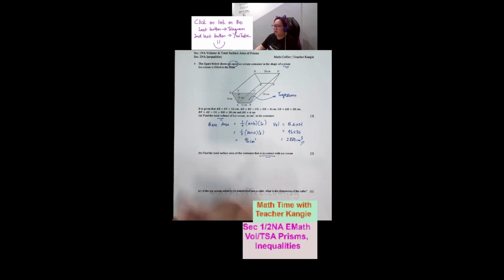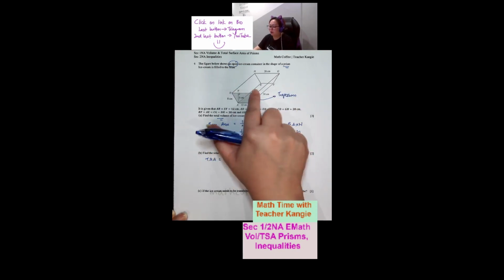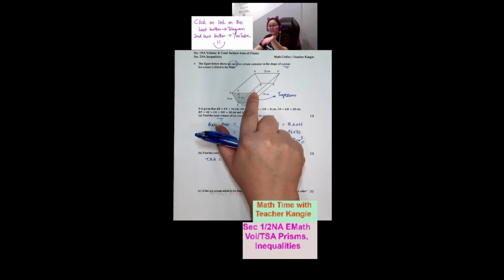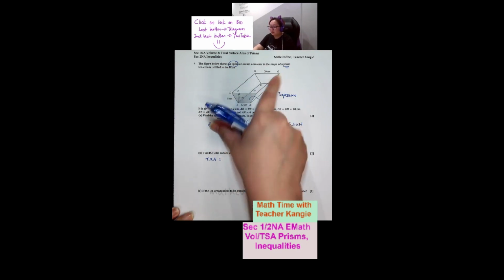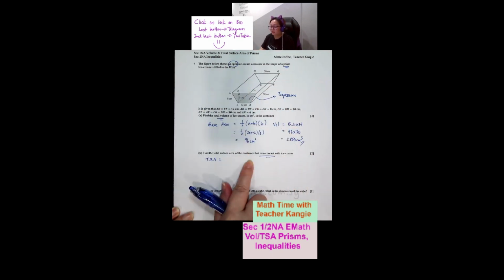Just now remember, our formula is perimeter of base. But this time round, I cannot use the complete perimeter of the base, because I don't have the top. It's an open top, and my open top ice cream is in contact with the air. It is not in contact with the container. So I have to exclude the area of the top. So in this case, when I do my perimeter of the base, you need to be very careful.